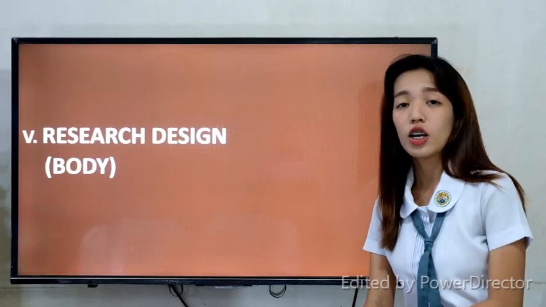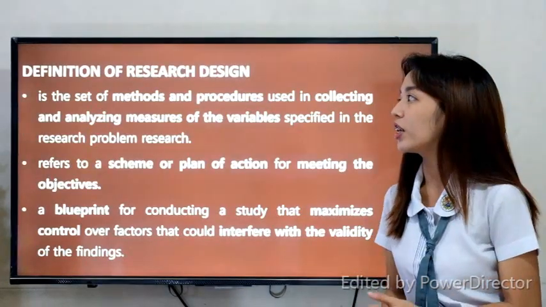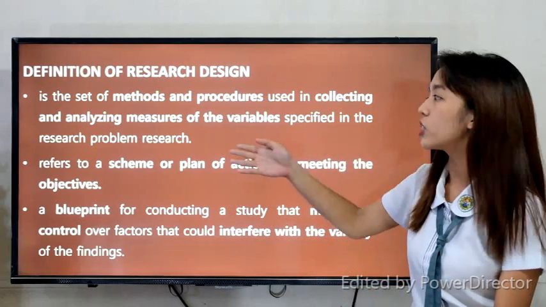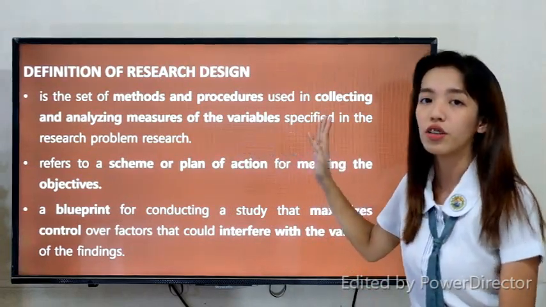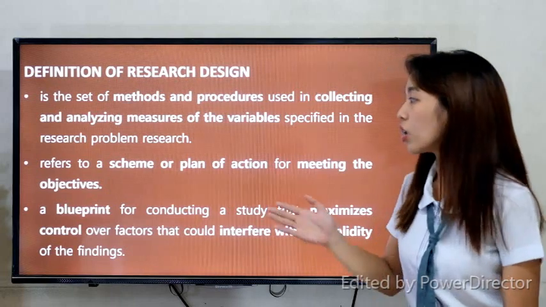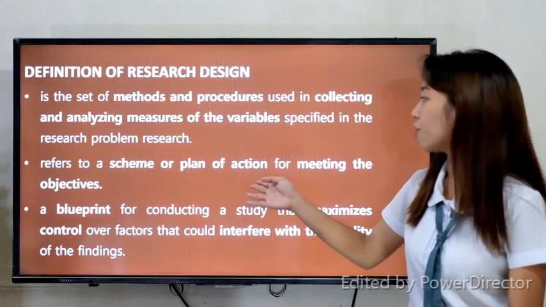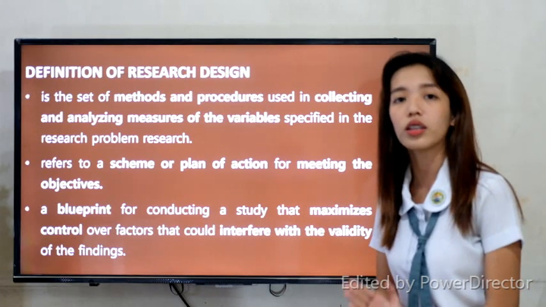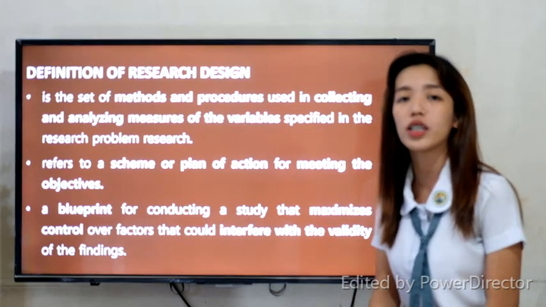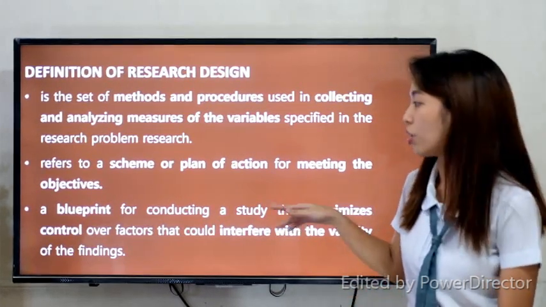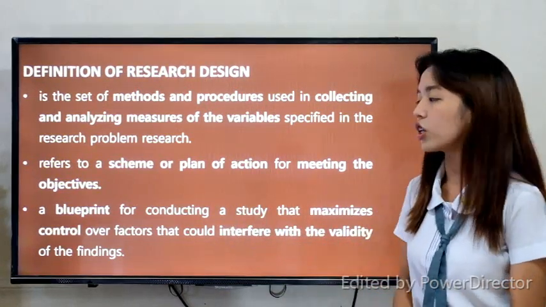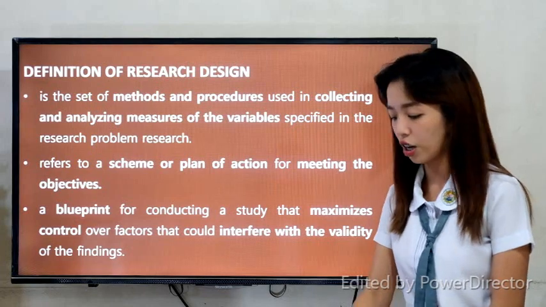Okay, let's proceed. Research design is defined as the set of methods and procedures used in collecting and analyzing measures of the variables specified in the research problem. It is also defined as the scheme or plan of action for meeting the objectives. After knowing your objective, the research design will help you to easily attain the objectives that you have. It is also defined as the blueprint for conducting a study that will maximize your variables.